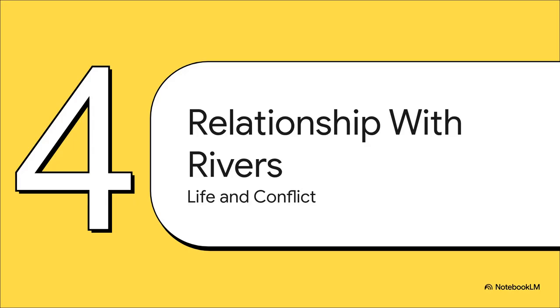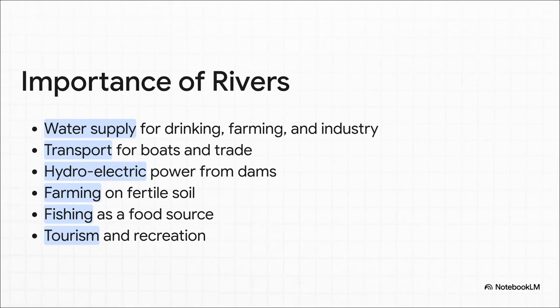Now that we understand the life of a river, let's turn to our relationship with them. Because from the dawn of civilization, rivers have been a source of both incredible life and, well, a lot of conflict for humanity. It's because rivers give us almost everything we need to build a society: water to drink and grow food, natural highways for trade, power from dams, and the fertile soil we just talked about. They are, quite literally, the foundation of civilization.